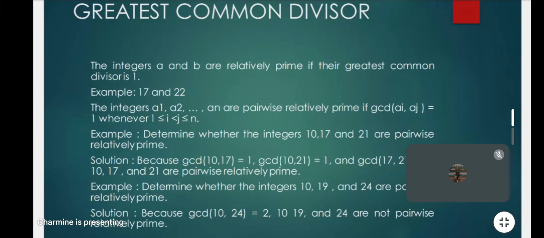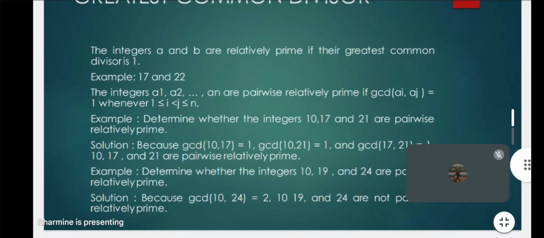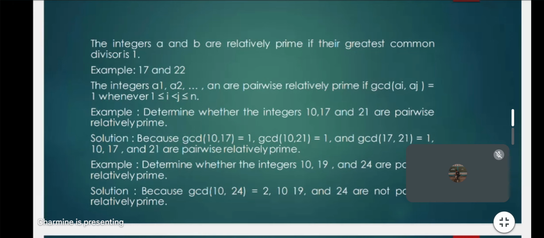So next example: determine whether the integers 10, 19, and 24 are pairwise relatively prime. Because GCD of 10 and 24 is 2, then 10, 19, and 24 are not pairwise relatively prime.